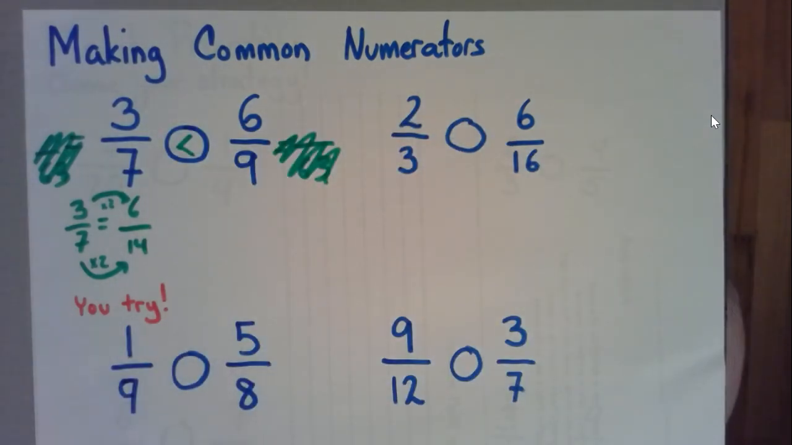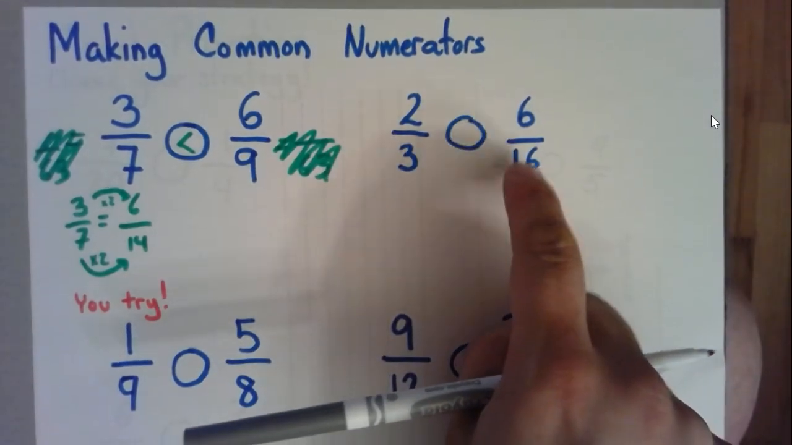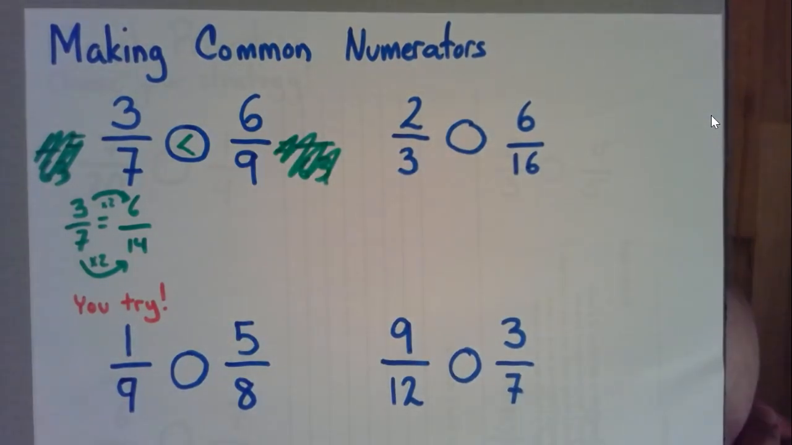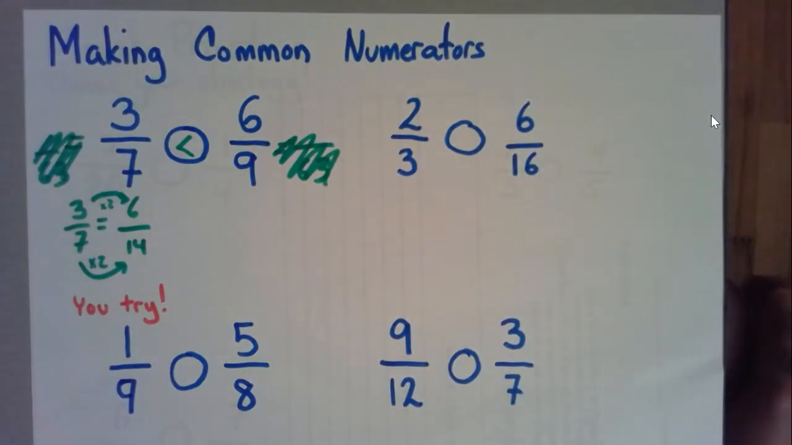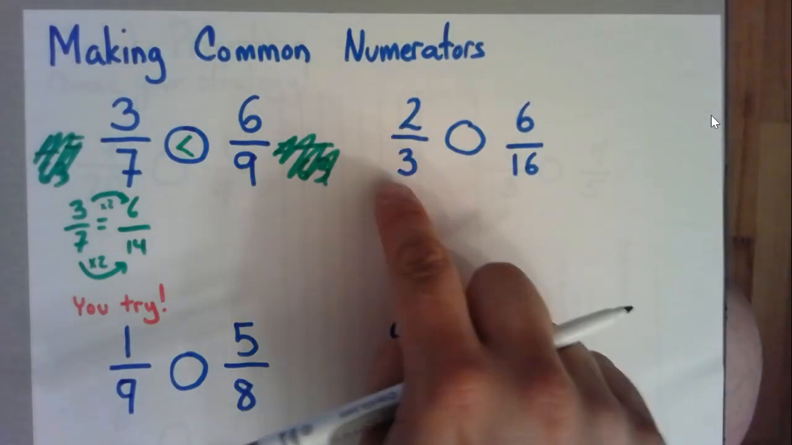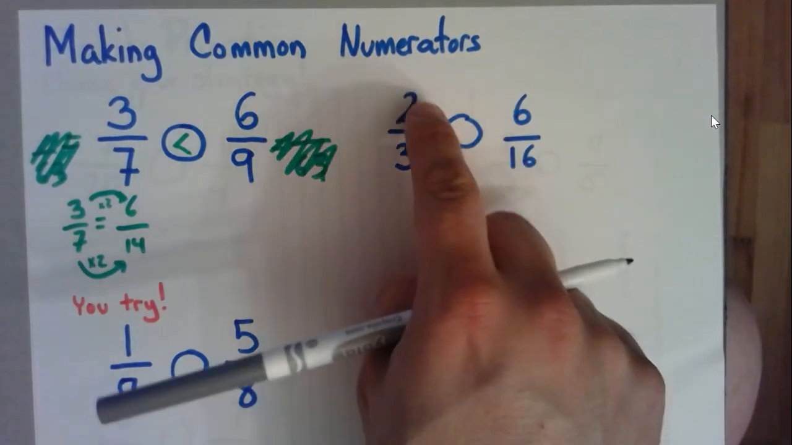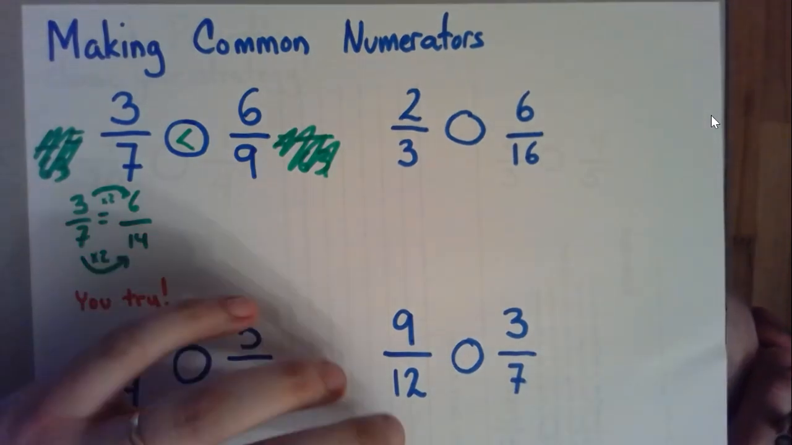Now, this next problem is kind of interesting because I could actually use common numerators or I could use common denominators. But again, here, I'm not going to be able to really do anything easy with 16ths. 3 times 16, that's going to give me a huge number that I don't want to deal with at all. So here, I really wouldn't want to do common denominators. This is the situation, again, where working with common numerators is going to really help us out.